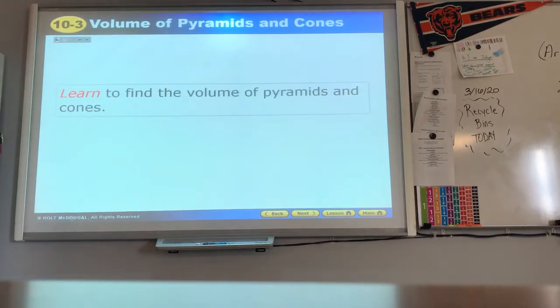We went through that fast because we're going to spend extra time on the other parts. Learn to find the volume of pyramids and cones.